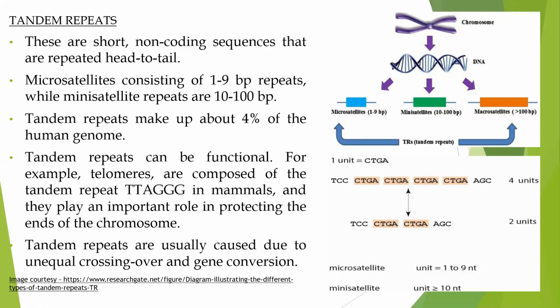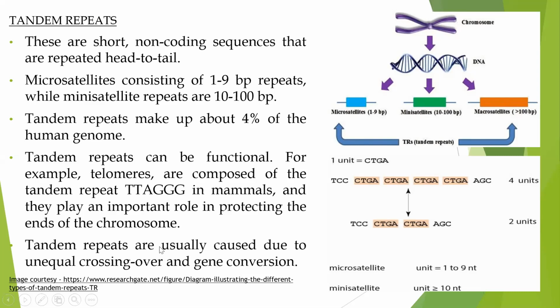For example, in the telomeric region of a particular chromosome, there is a tandem repeat which is TTAGGG. This tandem repeat plays a very important role in protecting the ends of a chromosome. Understood? These ends of the chromosome are called the telomeric regions. And these telomeric regions have this tandem repeat, TTAGGG. What is the function of this tandem repeat? It protects the ends of the chromosome.